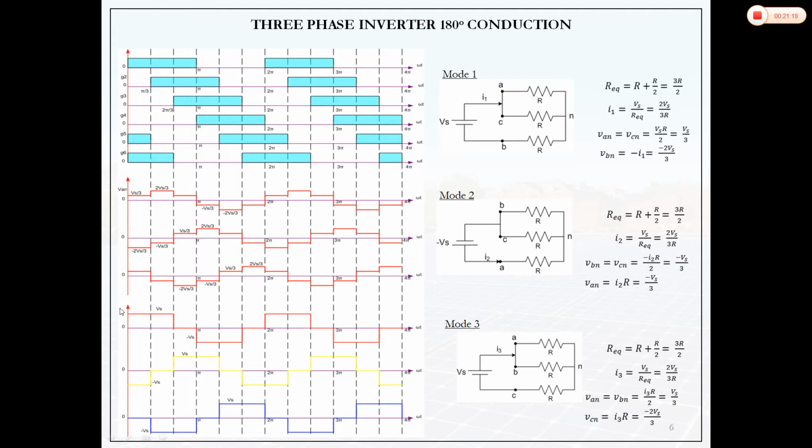Similarly, if you have VAB, you can find VBC. VBC will simply be VAB shifted by 120 degrees. So you can see that this VBC is shifted by 120 degrees. Similarly for VCA, if you shift the VBC value by 120 degrees, you will get VCA. So this point will now be shifted to this point, in the forward direction.